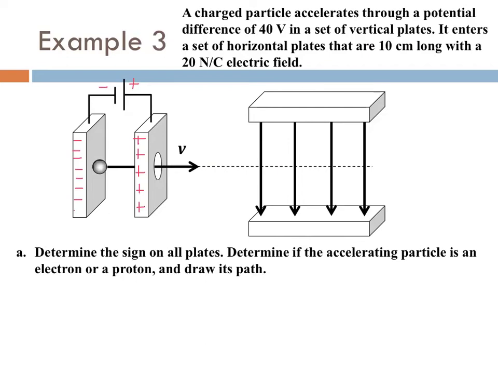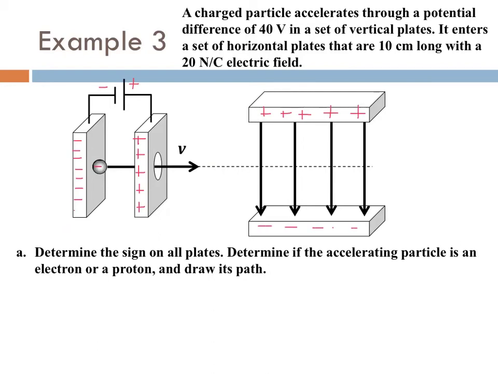That means if it's accelerating from low potential to high potential, this will also be a negative charge. So it's going to accelerate through there and have a certain speed as it comes out. Now, over here on the right-hand side, you have electric field lines that go from top to bottom. That means that the top must be positive and the bottom must be negative.